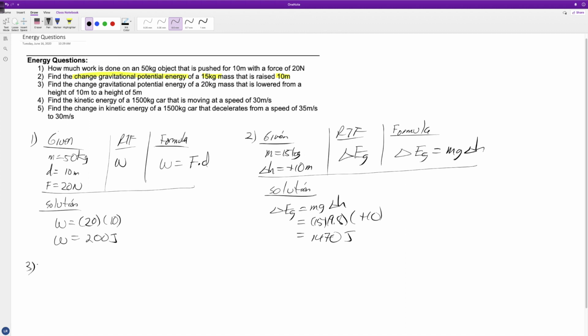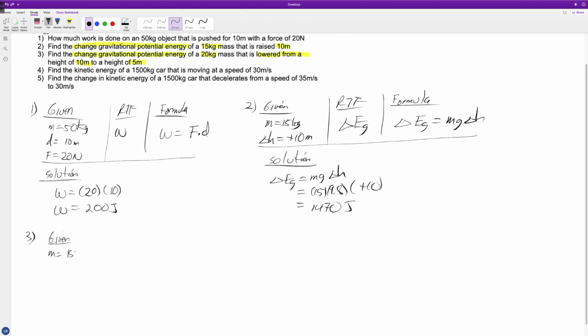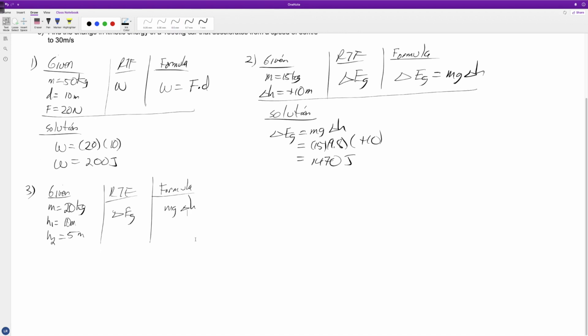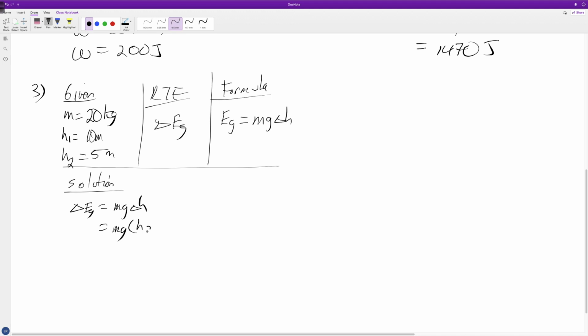All right, let's take a look at question 3. Change of gravitational potential energy again. This time it's 20 kilograms and it's lowered from a height of 10 meters down to 5 meters. So the mass is 15 kilograms. My apologies, 20 kilograms. The initial height is 10 meters. Final height is 5 meters. We're looking for the change in gravitational energy again, which is mg delta h. Delta Eg is equal to mg delta h. But delta h is equal to h2 minus h1. So that's 20 times 9.8 times (5 minus 10), negative 980 joules.